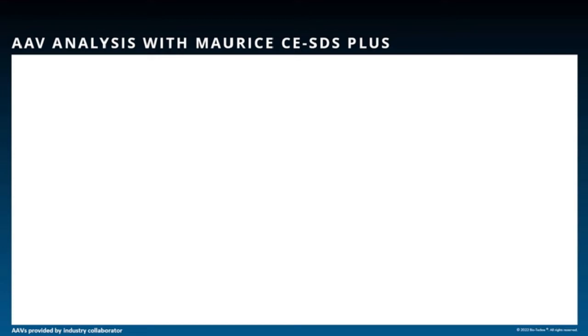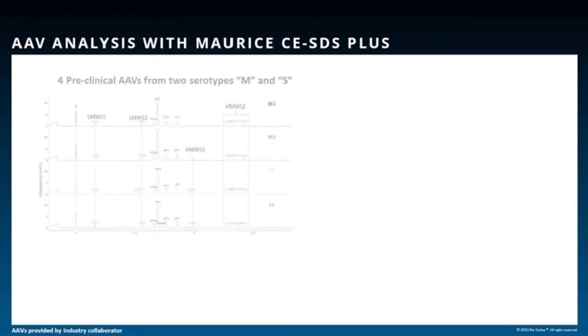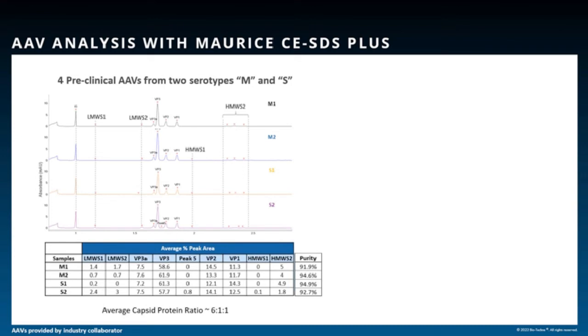AAV product purity is a critical quality attribute to monitor. Here we are looking at 4 preclinical AAVs from 2 masked serotypes named M and S from an industry collaborator. There are a number of peaks observed in addition to the core capsid proteins VP3, 2, and 1. Those peaks, down to a 0.1% impurity, can be quantified and used to assess overall product purity. For these 4 samples, purity was greater than 91.9%, and the average capsid ratio was 6 to 1 to 1, which wasn't unexpected when discussing the data with our industry collaborator.